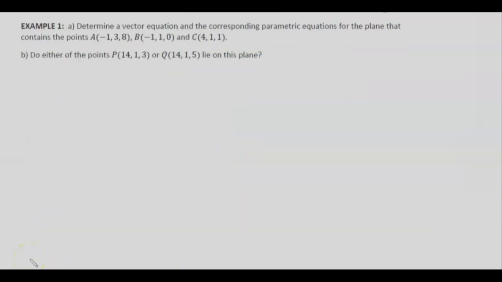Example 1a. Determine a vector equation and the corresponding parametric equations for the plane that contains these 3 points. As a review, when we're talking about a vector equation, we need r naught plus s d1 plus t d2. And remember, s and t are elements of the real number system.